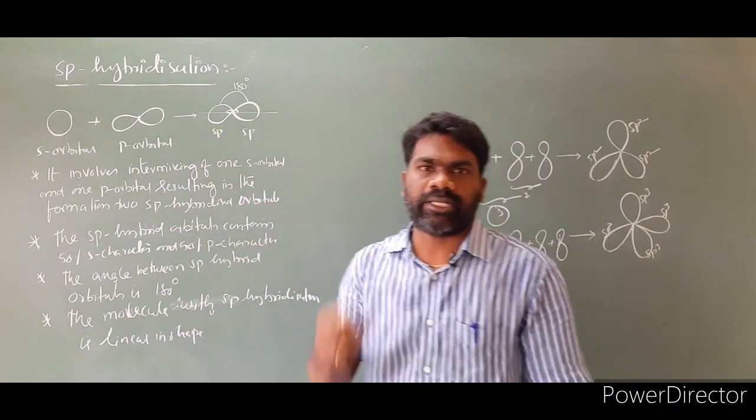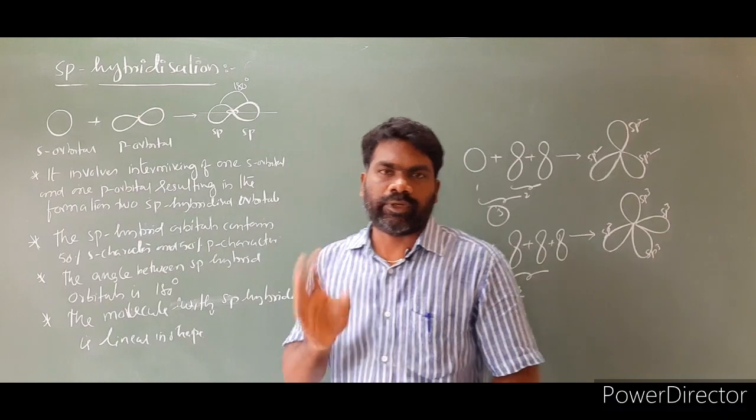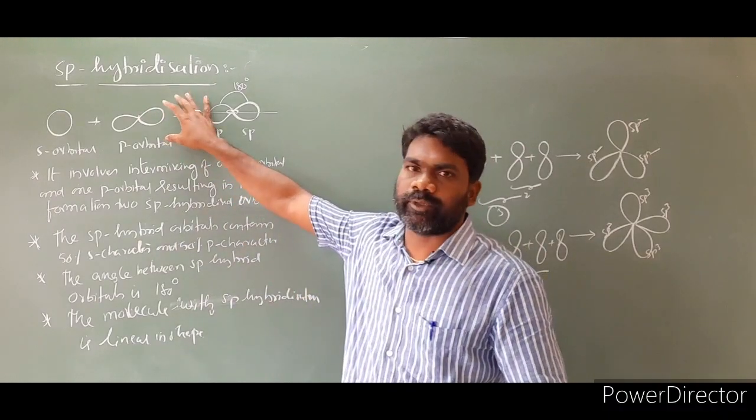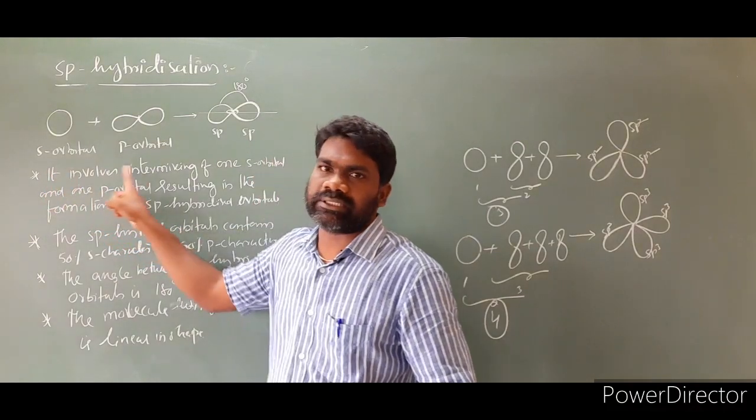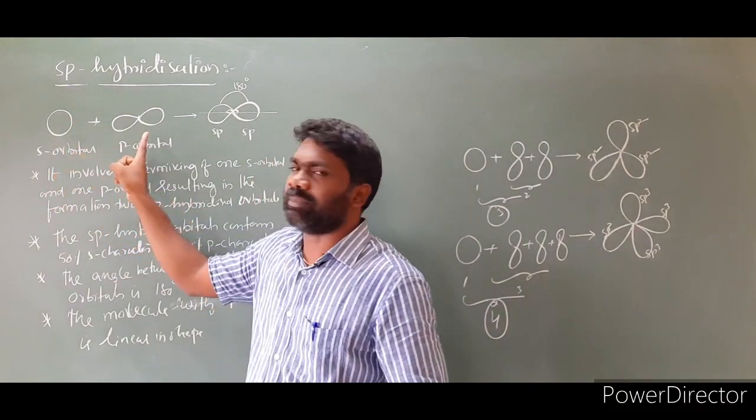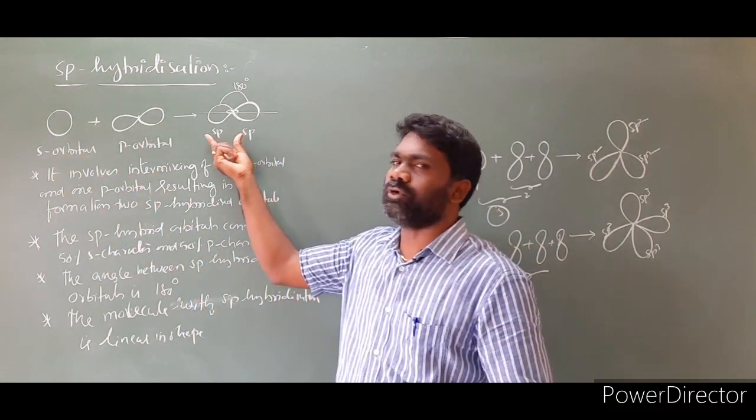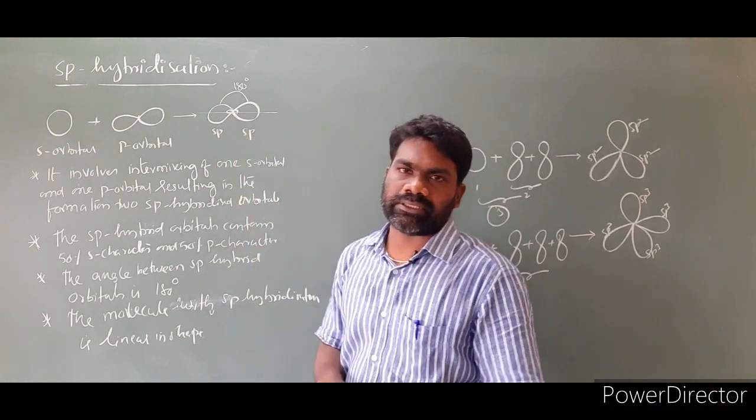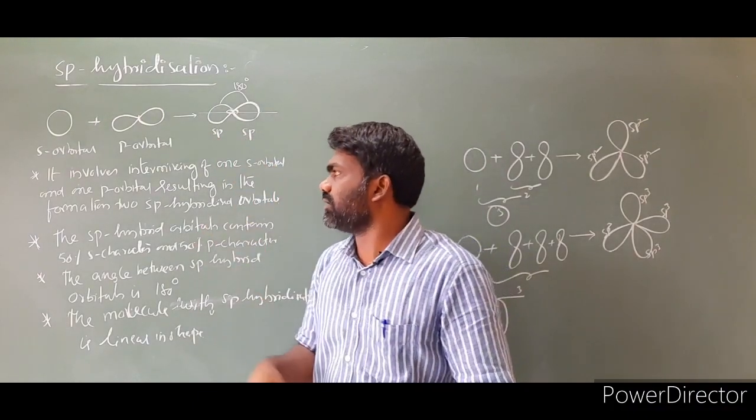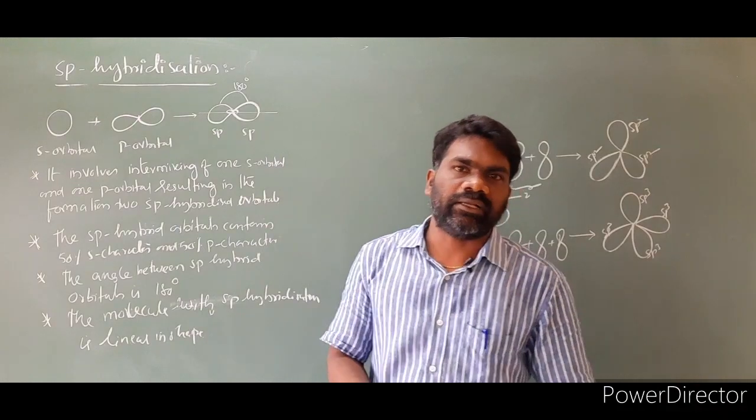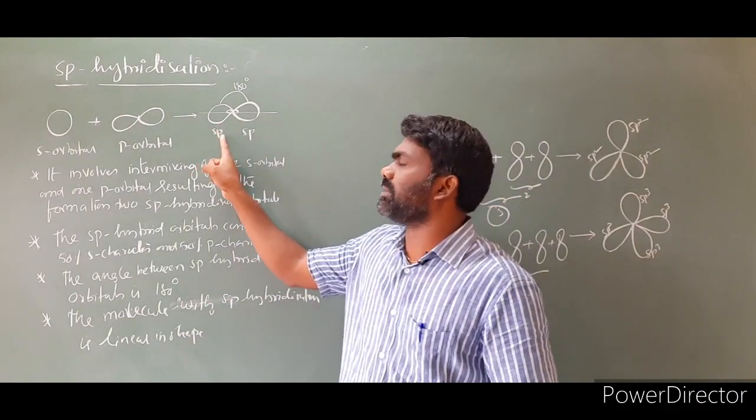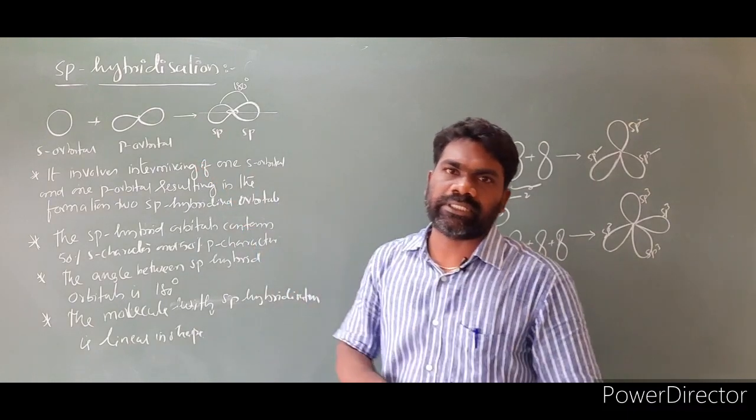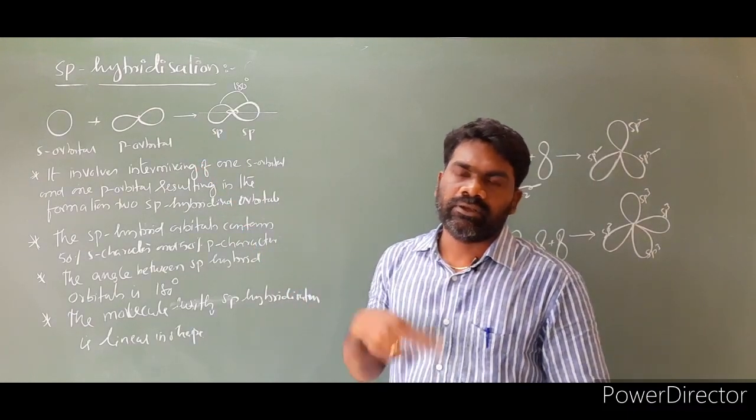What is the first point? Any hybridization, you will write mainly these 4 points. The first point is what is the hybridization? This hybridization involves the intermixing of one s orbital and one p orbital, resulting in the formation of two sp hybrid orbitals. This is the first point. And next one is what is the percentage of s character and p character? In this case, total will be taken as 100%. Only two orbitals are there. So s character is 50%, p character also 50%.